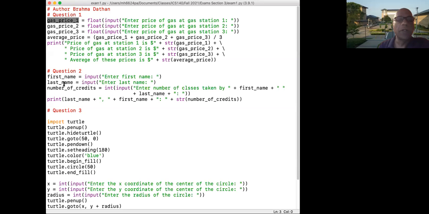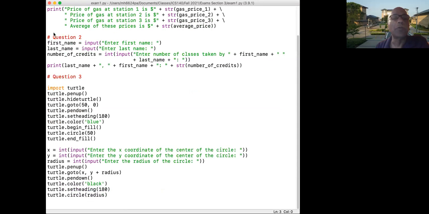Okay. Now, going to question 2. You wanted the first name and last name of a person. Since these are strings, there is no conversion needed. So first name is input, enter first name, last name is input, last name. And then you wanted to prompt the user to enter the number of classes taken by this person.